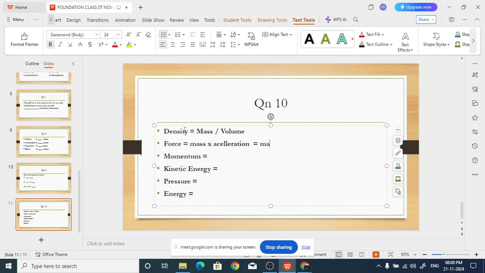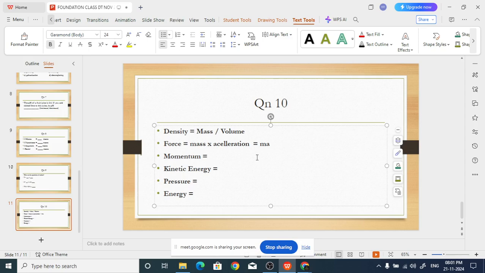F equal to ma. Have you studied this? You have not studied force in your school? Palak? Yes, sir, I have studied. So why are you keeping quiet? Mass into acceleration, m into a.